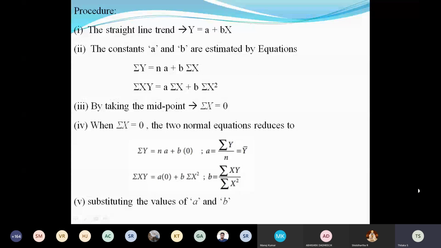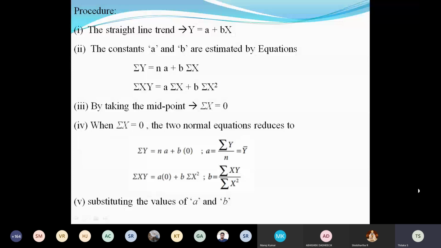Yeah, okay. And we already discussed the two conditions. To satisfy these two conditions, we have to take the midpoint value as 0 for the time period. Here, in the formula y is equal to a plus bx, x is the time period. That is, we have to allot values. That's why I said the value was not given. So we have to allot the values. We have to put the numbers for the time period.